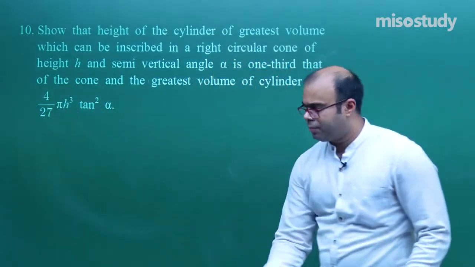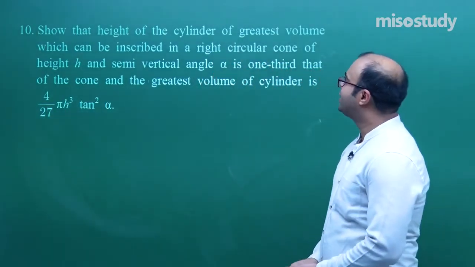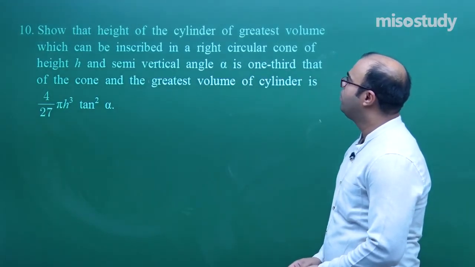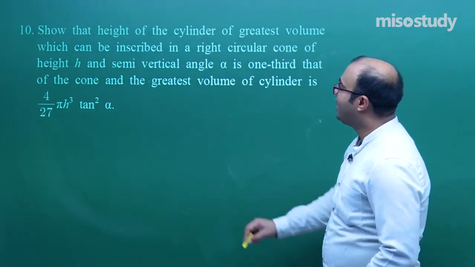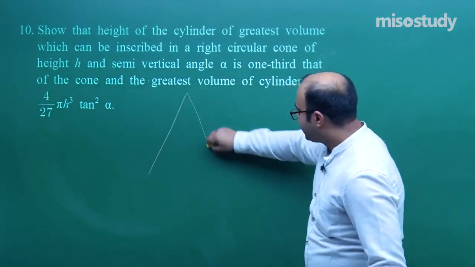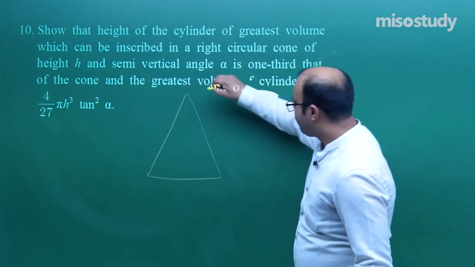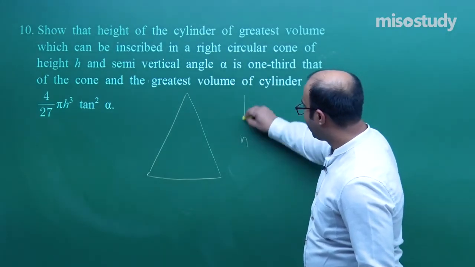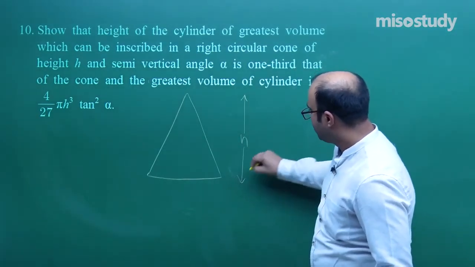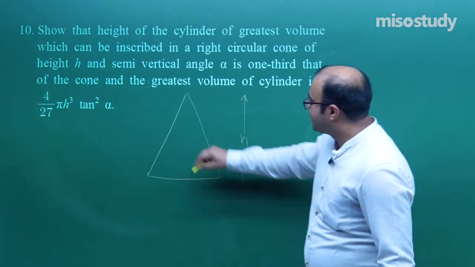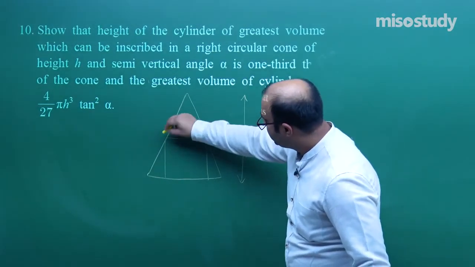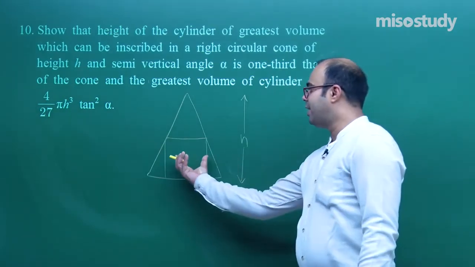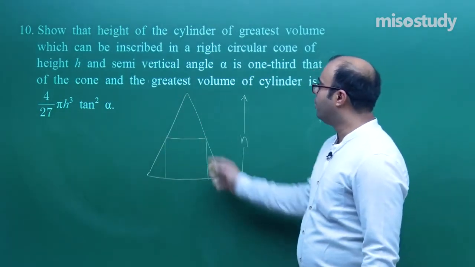It is saying, show that the height of the cylinder of greatest volume which can be inscribed in a right circular cone of height h. So there is a right circular cone of height h. So its height is given, h. We have to inscribe a cylinder. So there is a cylinder which is inscribed here. This is a cylinder and this is the cone.